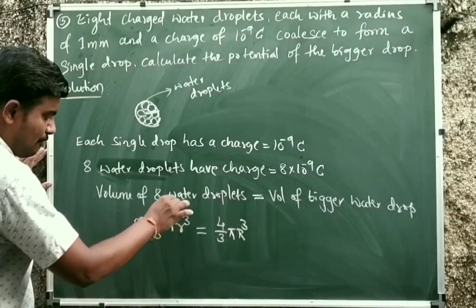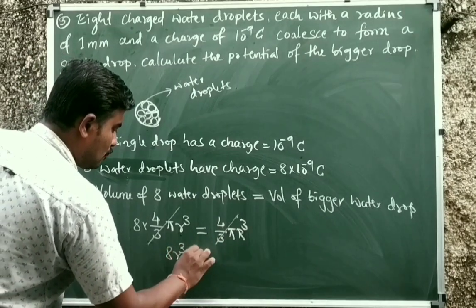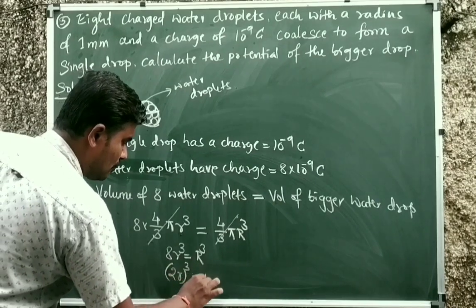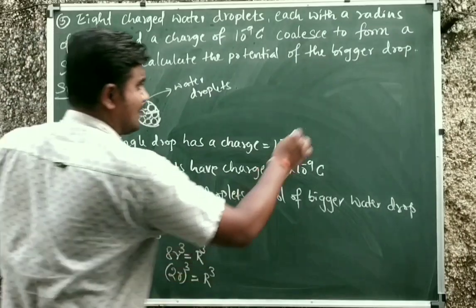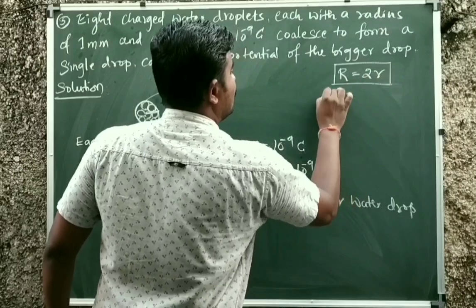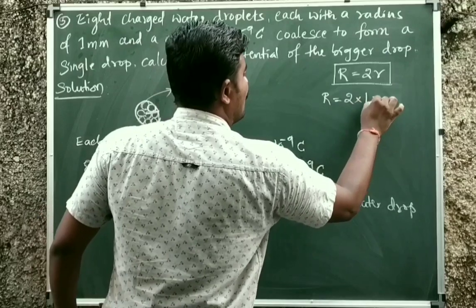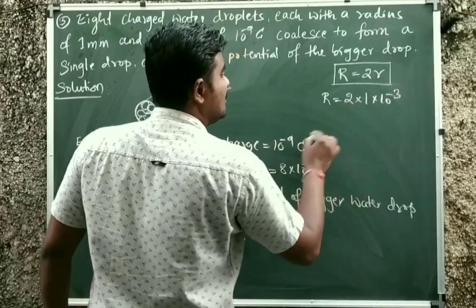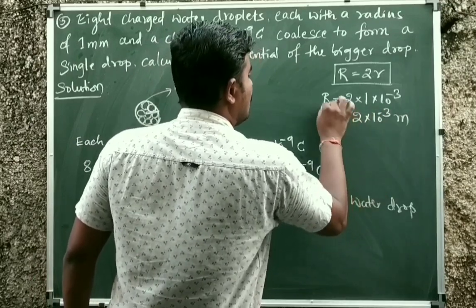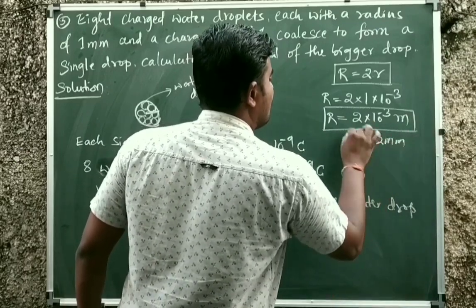So here 4 by 3 pi is going to be cancelled. So 8 r cube is equal to R cube, or I can write it as 2r cube is equal to R cube. So R is equal to 2r. Small r value they have given, it is 1 mm. Therefore it is 1 into 10 to the power minus 3. Milli means 10 to the power minus 3. Therefore it is 2 into 10 to the power minus 3 meter, or 2 mm. R is equal to 2 mm.